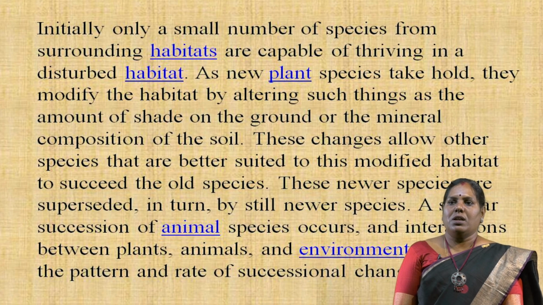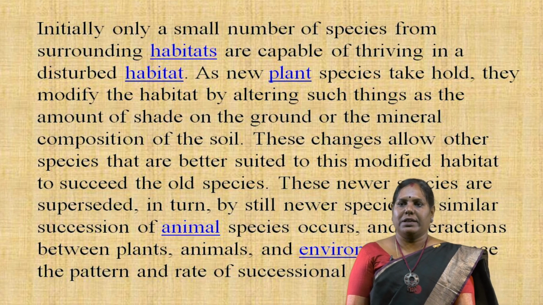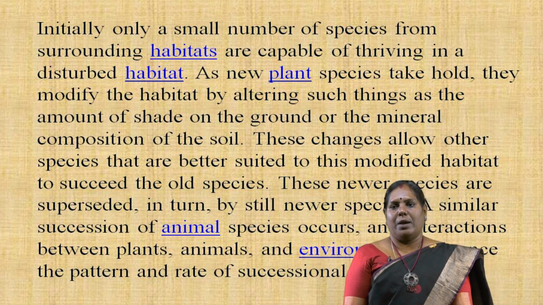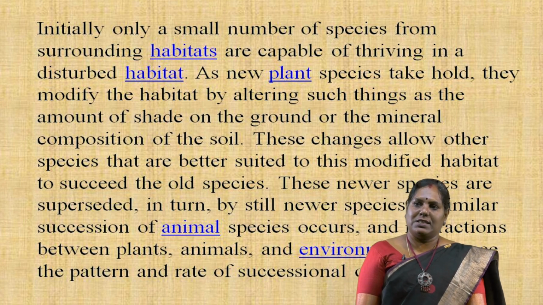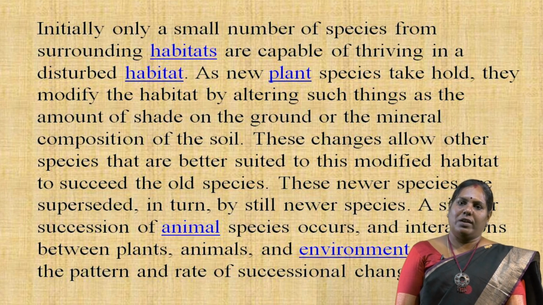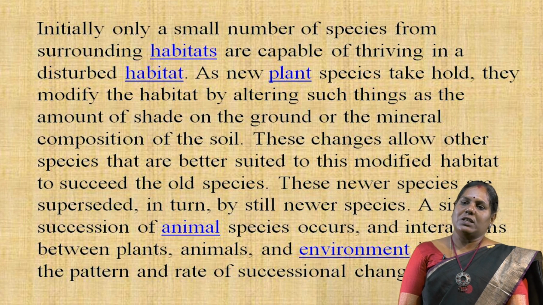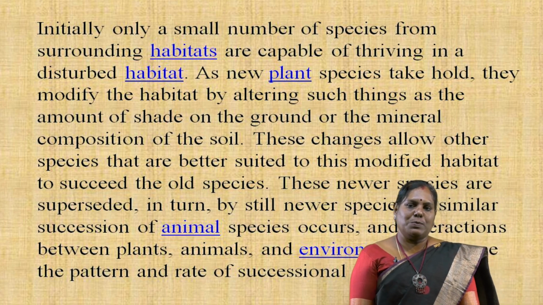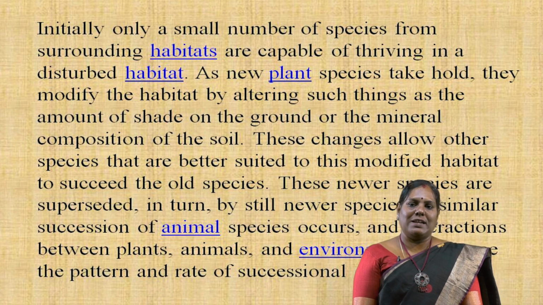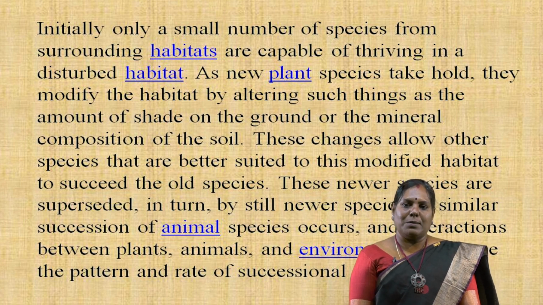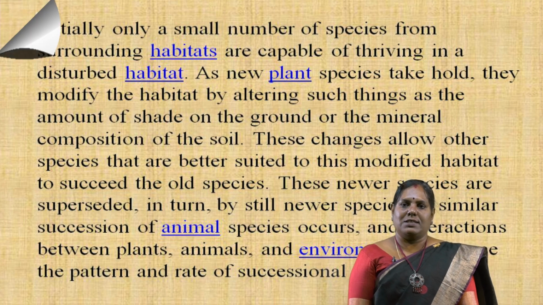Initially, only a small number of species from surrounding habitats are capable of thriving in a disturbed habitat. As new plant species take hold, they modify the habitat by altering such things as the amount of shade on the ground or the mineral composition of the soil. These changes allow other species that are better suited to this modified habitat to succeed the old species. These newer species are superseded in turn by still newer species. A similar succession of animal species occurs and the interactions between plants and animals and the environment influence the pattern and rate of successional change.